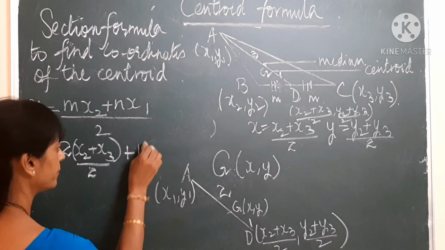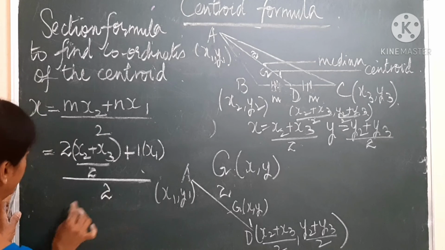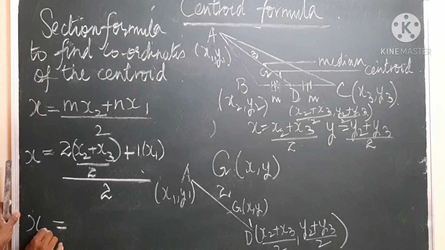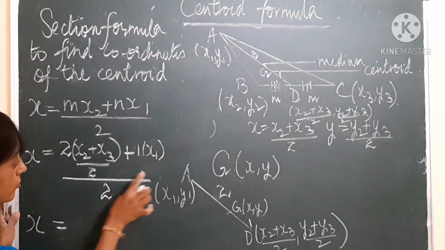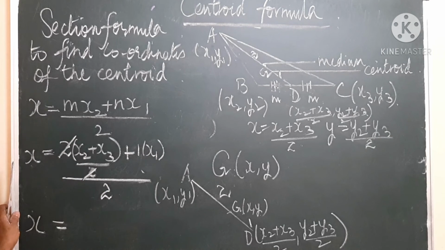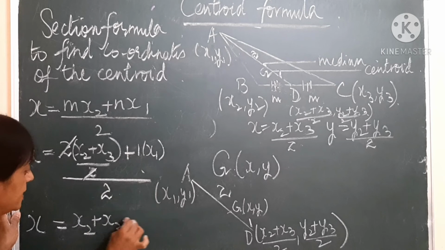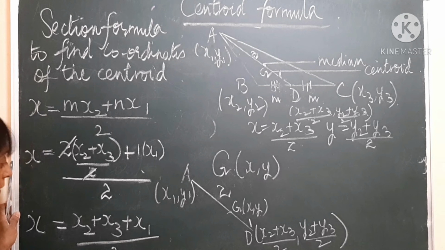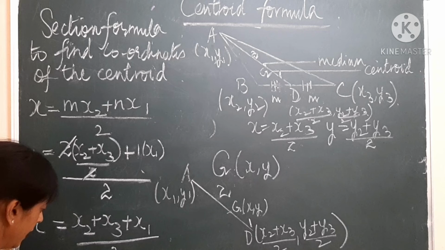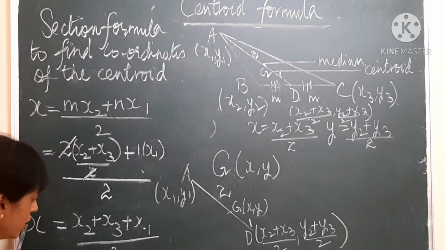It is the same, upon 2. Let's move on logically without making an error. What happens to 2? We are concentrating only on the numerator. 2 gets reduced. So you are just left with x2 plus x3 plus, open the bracket, 1 into x1 is x1, upon 2. We know the addition property, you can rearrange. Therefore, x is equal to (x1 plus x2 plus x3) upon 2.